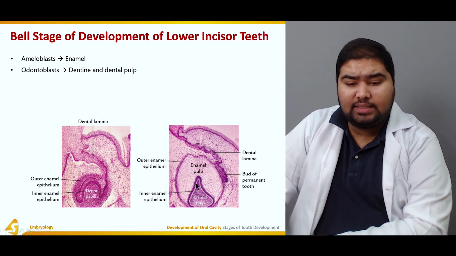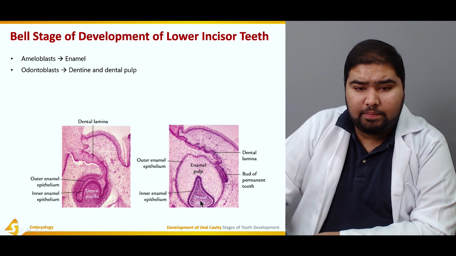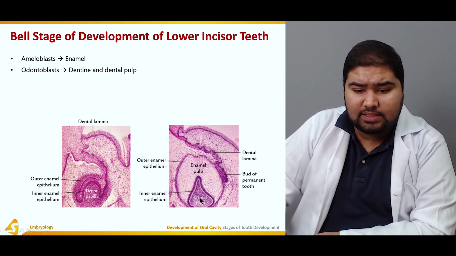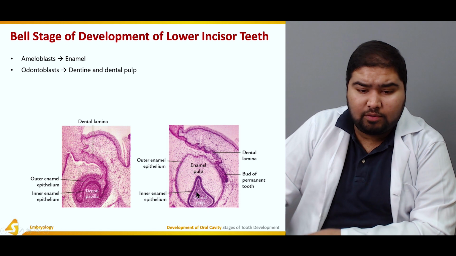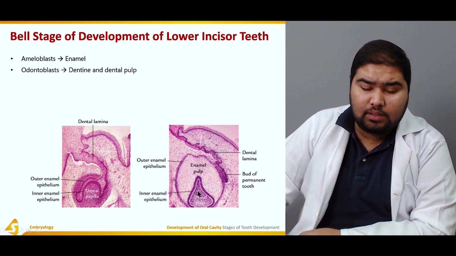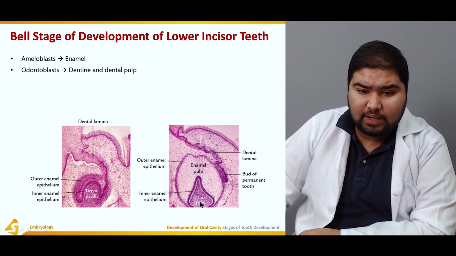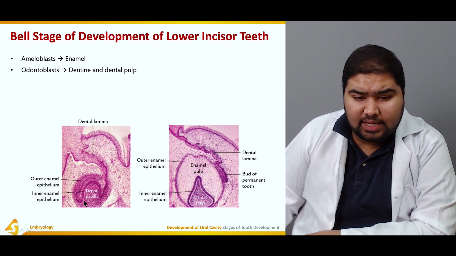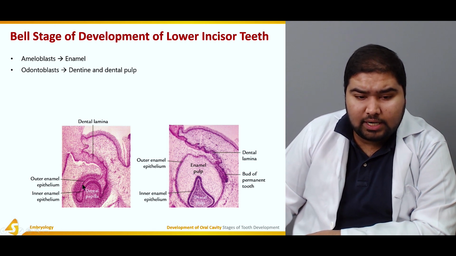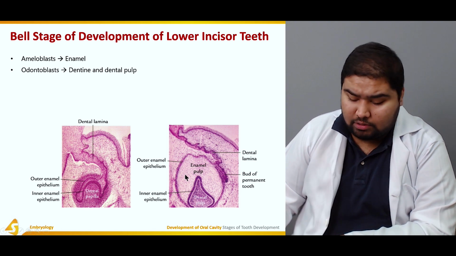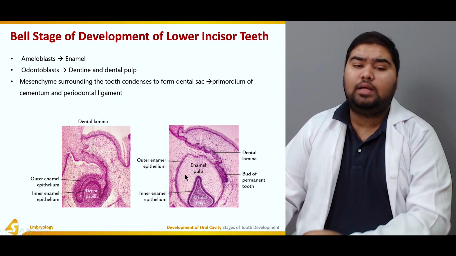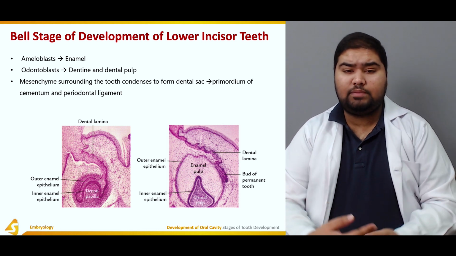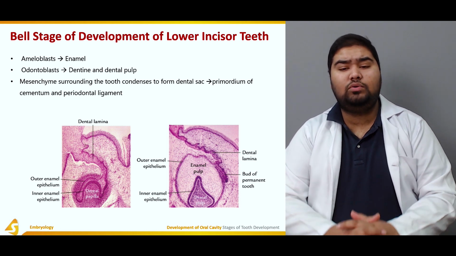Now the odontoblast gives rise to the dental pulp and the dentine. Here you can see the dental pulp, which is formed by the odontoblast. Initially it is like this. This is the outer enamel epithelium. This is the inner enamel epithelium. Now the outer and inner enamel epithelium are separated by the mesenchyme that surrounds the tooth.